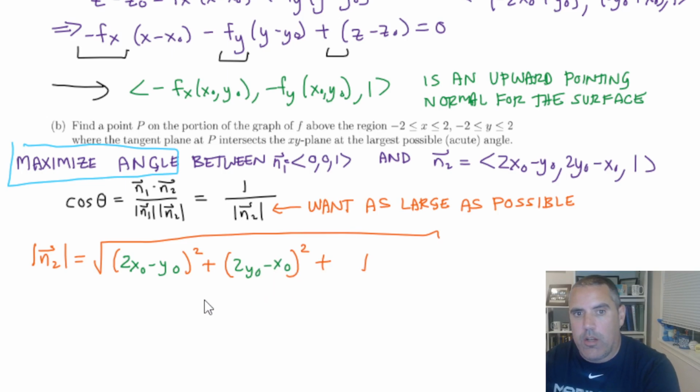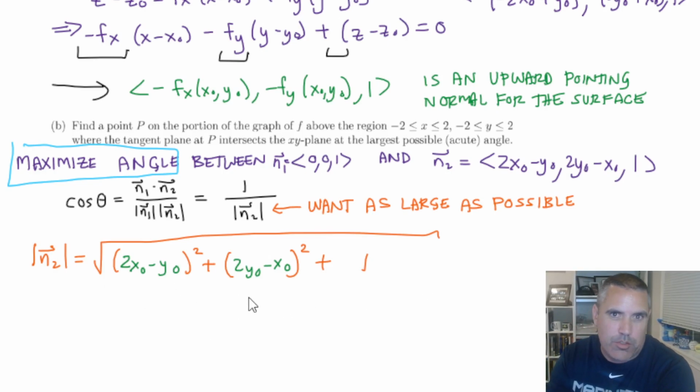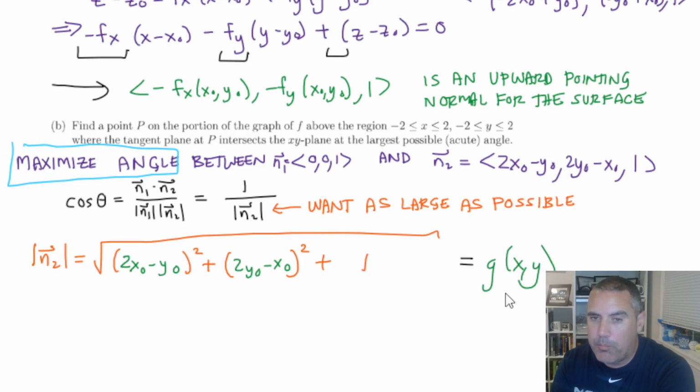So we are trying to optimize this. At this point, if you want to just switch to writing x and y, that's fine. I have it down to a 2-variable function. I probably shouldn't use f because we already are using that for something else. So I want to optimize that 2-variable function over this square.